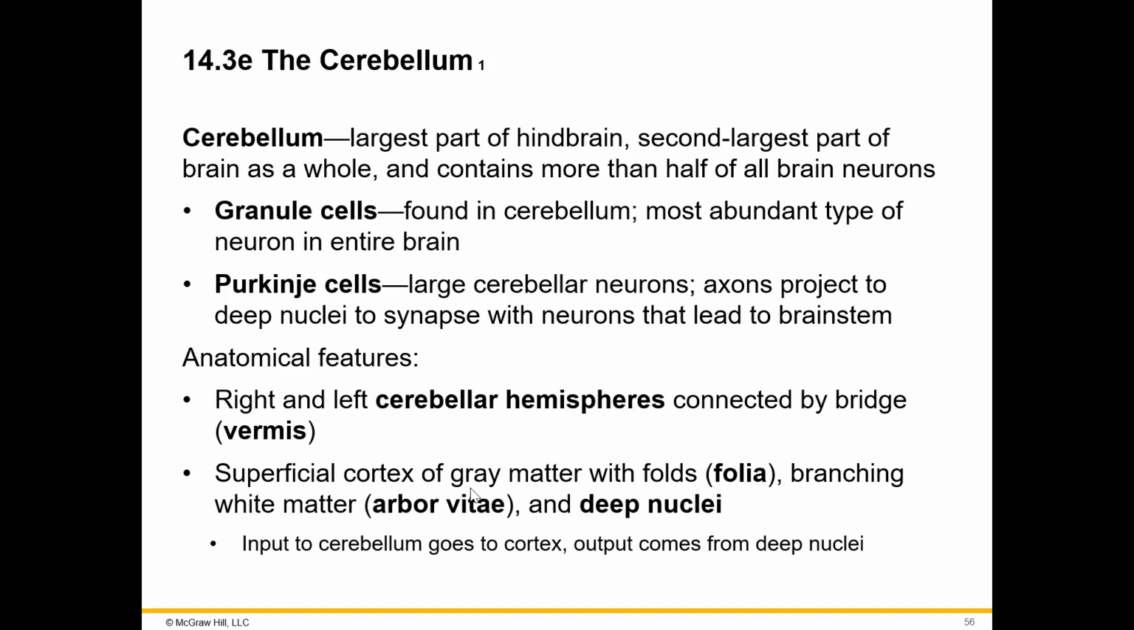The cerebellum. Cerebellum is the largest part of your hindbrain. It is the second largest part of the brain as a whole and contains more than half of all the brain neurons. It's made up of the Purkinje cells and granule cells.